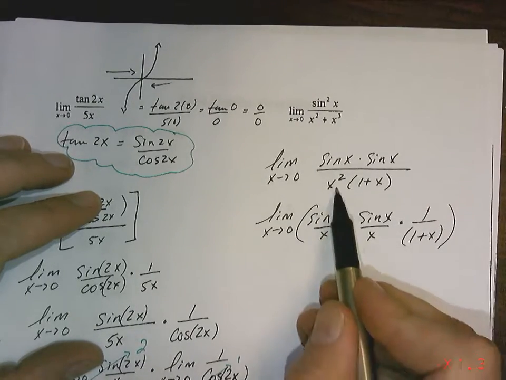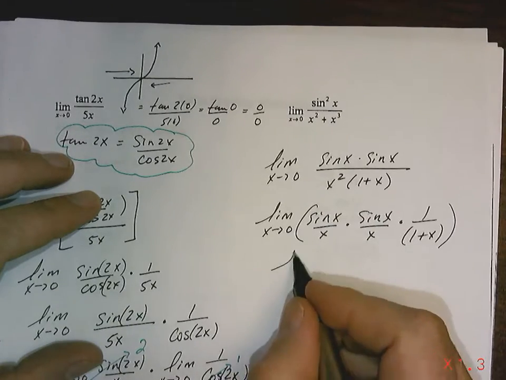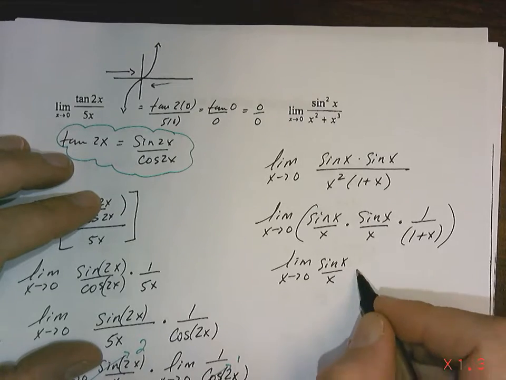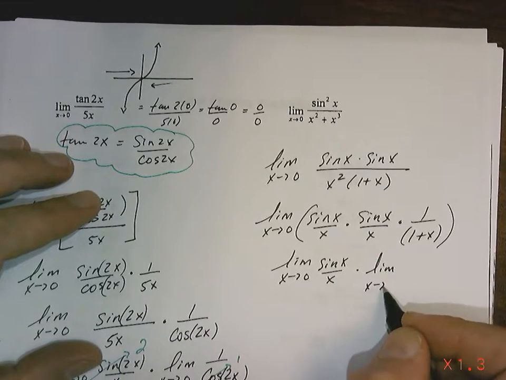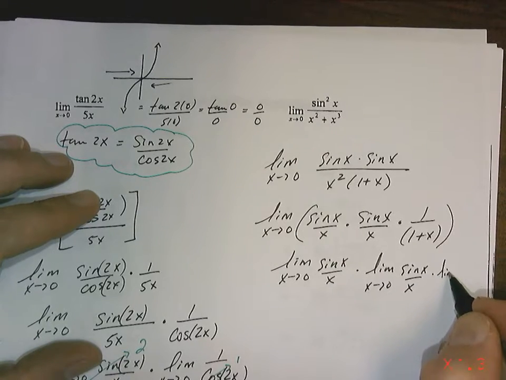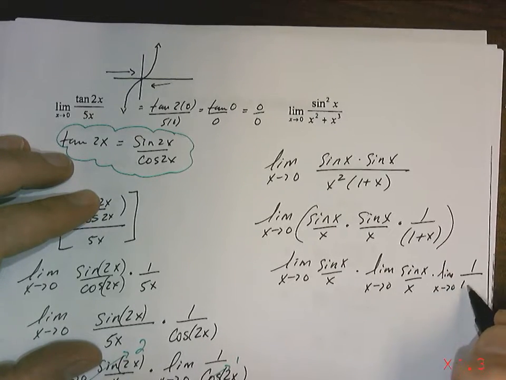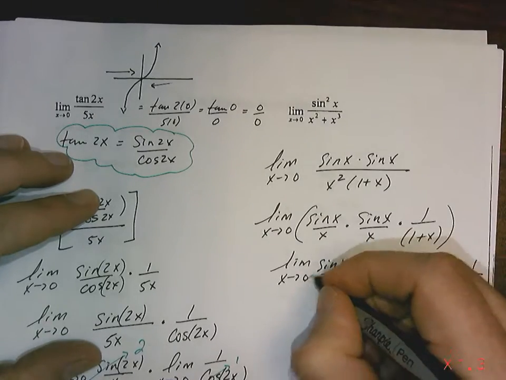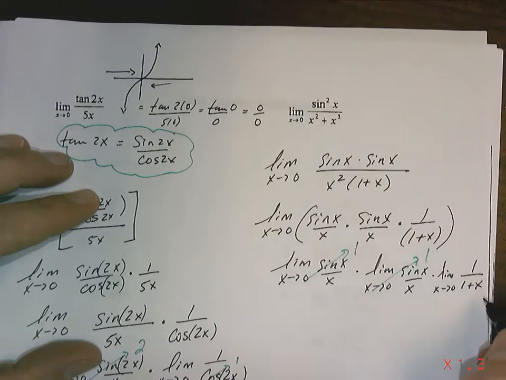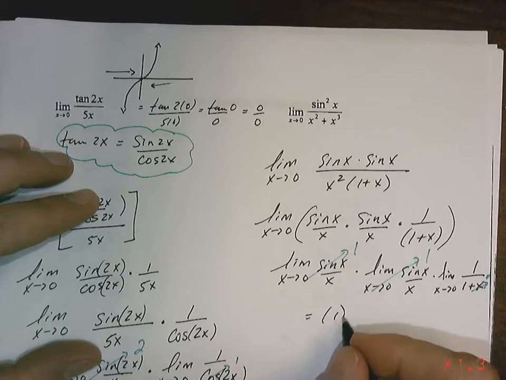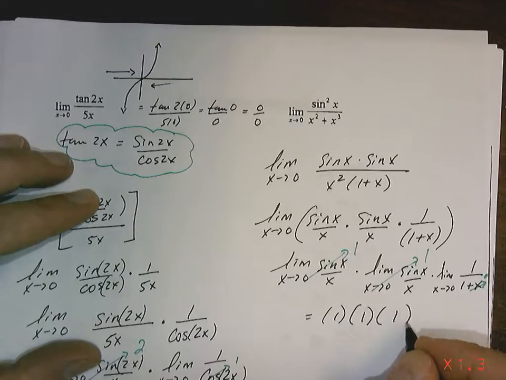The two x's came from x squared. So it's the limit as x approaches 0 of sine x over x, which is 1, times the limit as x approaches 0 of sine x over x, which is 1, times the limit as x approaches 0 of 1 over 1 plus x, which again, as x approaches 0, is 1 over 1. So you're going to end up with that approaching 1, that approaching 1, the bottom one approaching 1. So it's going to equal 1 times 1 times 1.